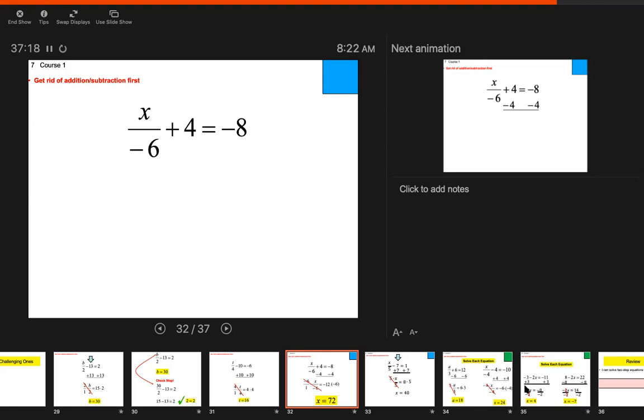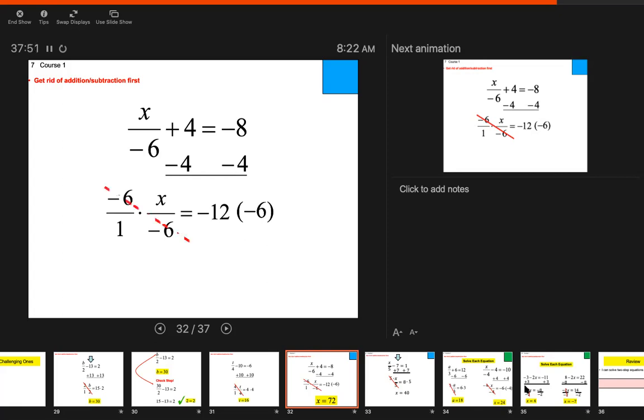To get rid of the +4, what do we do to both sides? Subtract 4. Same or different signs? Same. Add the 2 numbers. -12. Same signs we're gonna add, -12. How do we get rid of the -6? Now we're gonna multiply. So now we only have to multiply 1 time instead of 3.